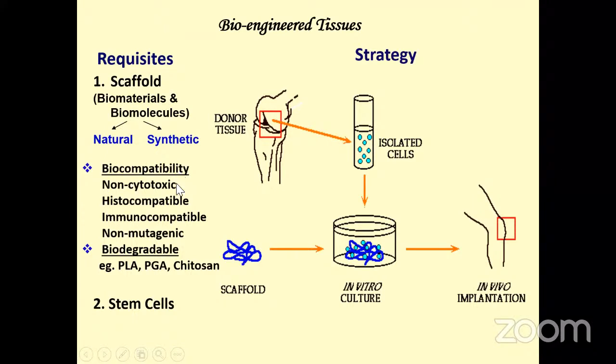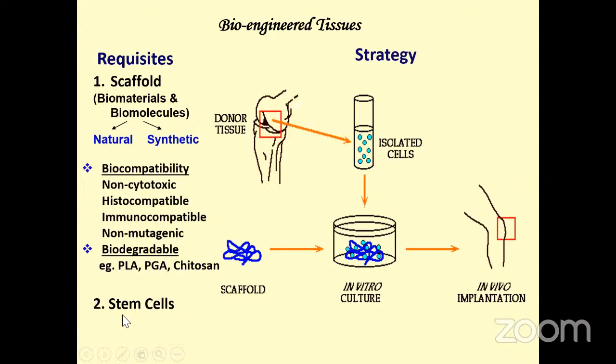And those need to be biocompatible, non-cytotoxic, histocompatible, immunocompatible, non-mutagenic, and over a period they should be degradable, because we don't want any foreign material to remain in our body. After the endogenous machinery works and you get the replenishment, the scaffold has to degrade.